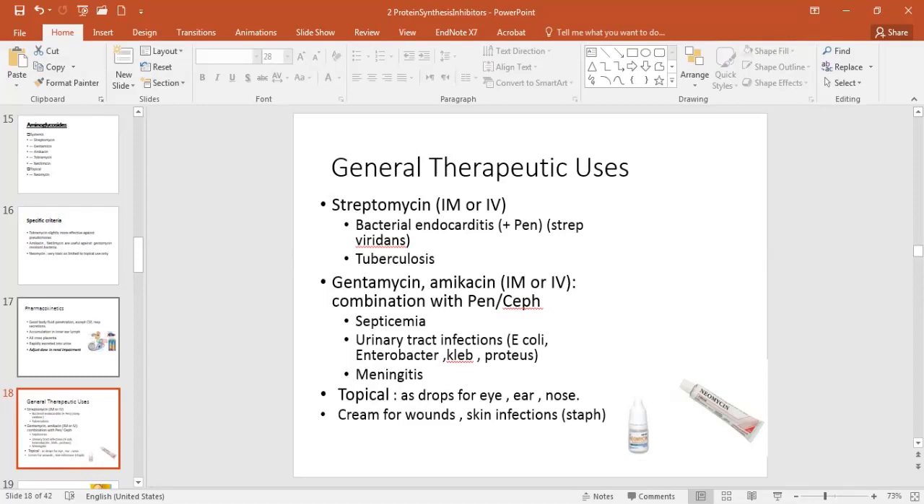As for topical application, it is used as drops for the eye, ear, or nose. Cream could be used for wounds or skin infections, especially for staphylococcus.